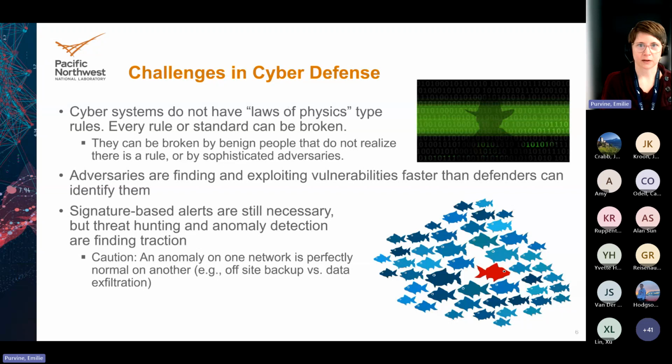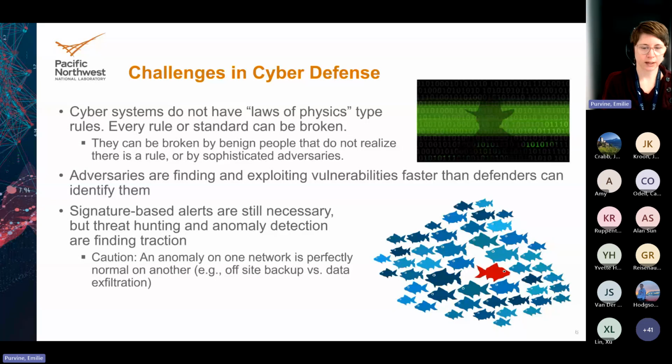Additionally, adversaries are finding vulnerabilities and exploiting them much faster than defenders can identify them. If you think about it, the adversary only has to find one vulnerability and the defenders have to defend against all of them. And so it's a race against fixing all the vulnerabilities, which continually get introduced by new software and things like that. So while signature-based methods are still necessary, threat hunting and anomaly detection are also quite helpful, but the caution is that an anomaly on one network could be perfectly normal on another.